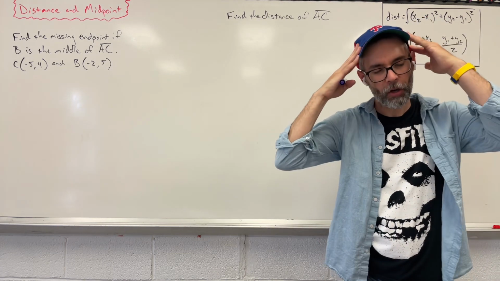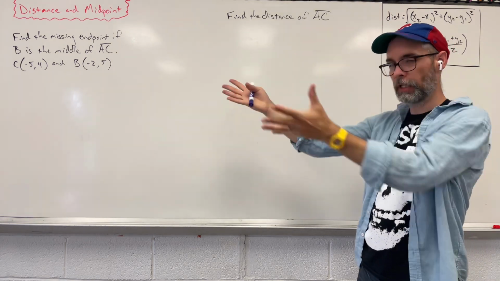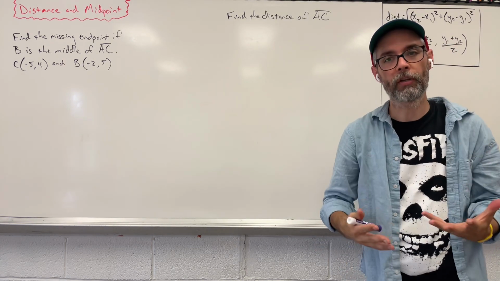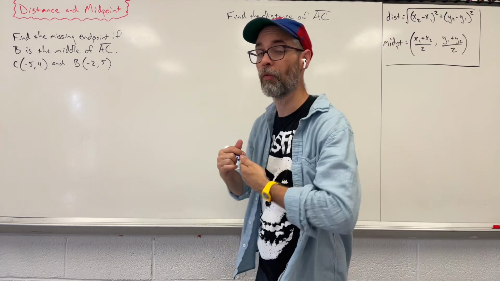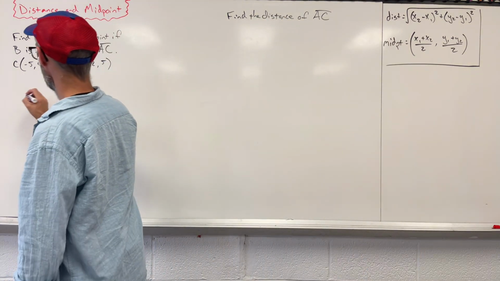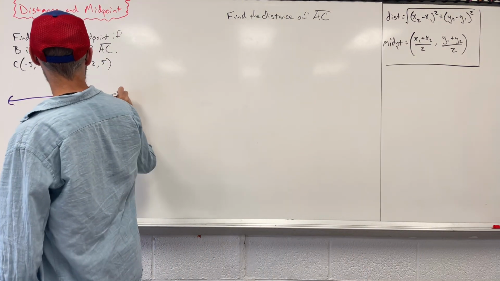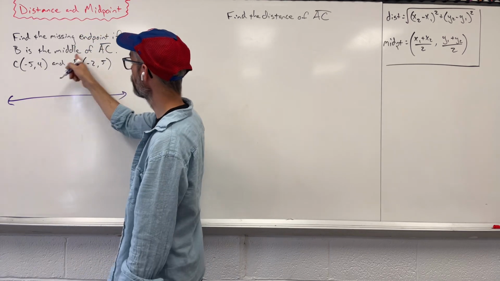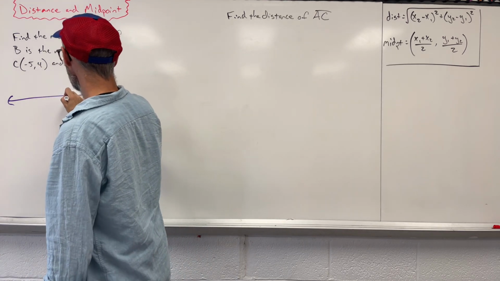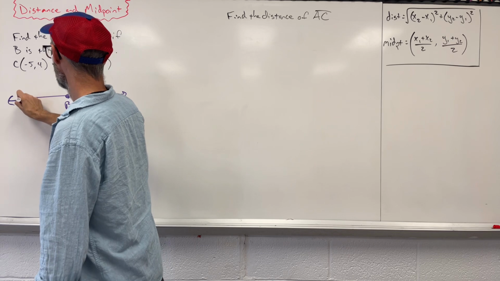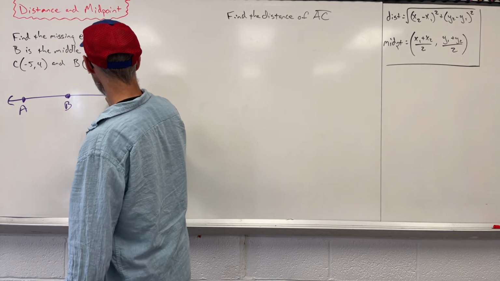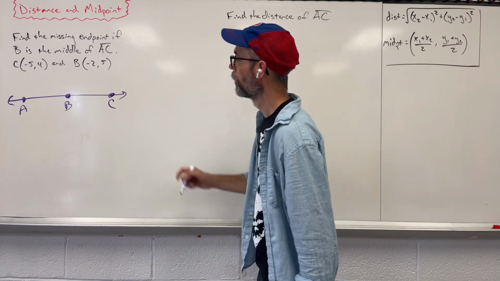So I have a hard time looking and understanding what we have because I don't have a picture. First thing I want to do is draw a picture of what is known. So we draw a line. B is in the middle of AC. So in the middle, we've got that. A and C are on the endpoints.